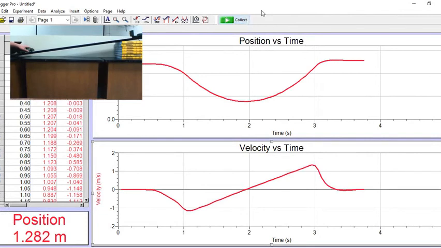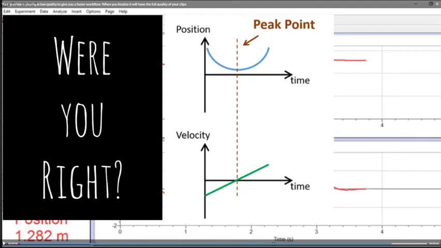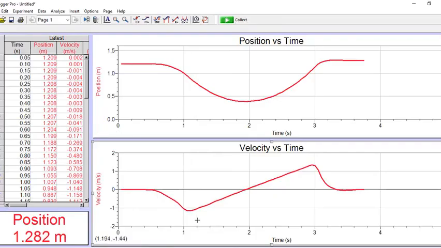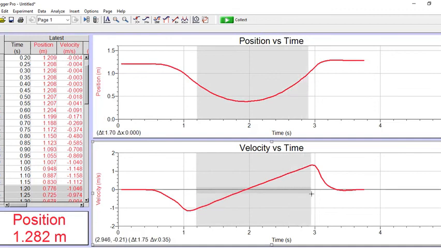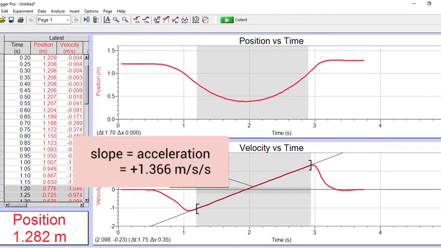The position time graph is again parabolic. Notice that the peak of the position lines up with where the velocity graph crosses the x-axis. That means that at the top of the motion, the velocity of the car was 0. We can find the acceleration again by finding the slope of the velocity time graph.